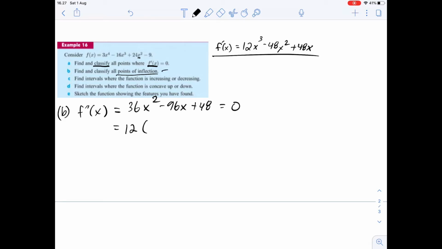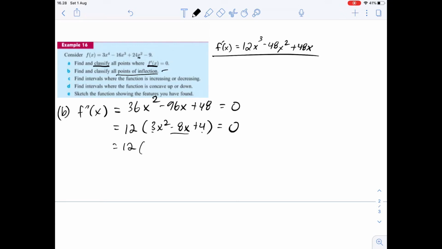So I'm going to divide everything out by 12. And I get 3x squared minus 8x plus 4 equal to 0. Now, if you're not sure how to factor this into parentheses, you might go back and practice factoring. But what you do is you multiply 3 times 4 to get 12, and then think in your head, what factors of 12 would give me negative 8? And then you split negative 8x. That's how I'm going to do this.